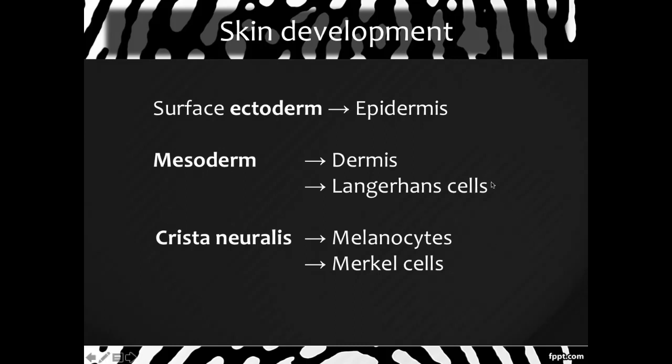Also, the Langerhans cells in the epidermis and nail matrix are derived from mesoderm because they come from bone marrow as part of the monocyte macrophage system. And as I mentioned, neural crests also give rise to melanocytes and Merkel cells, and of course to the dermis of the head region.